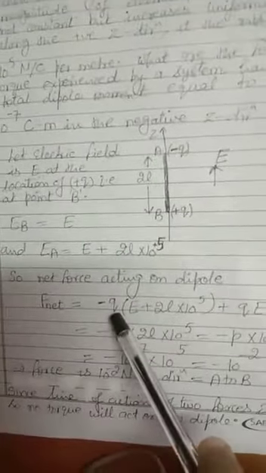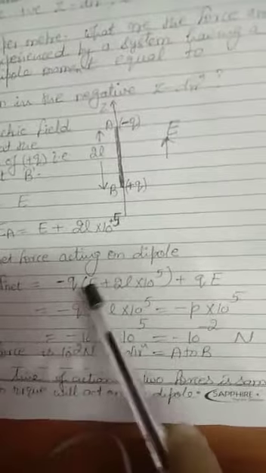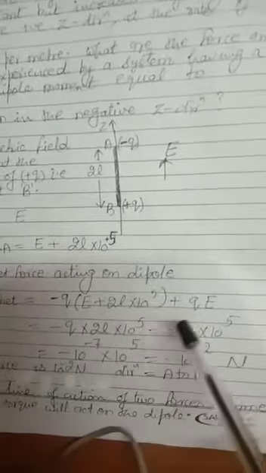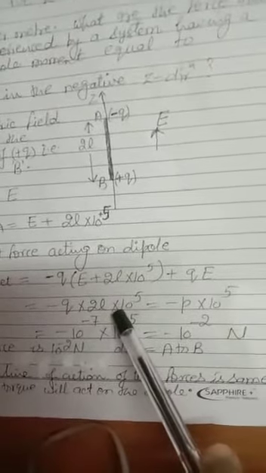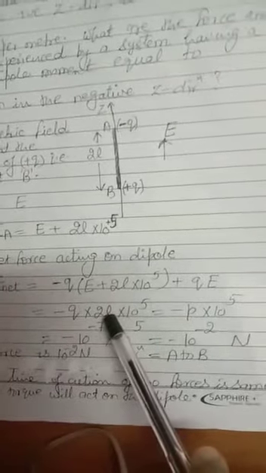And force is Q into E. The net force will be minus Q into E plus 2L into 10 power 5, because this is the value of electric field at point A, and then plus QE for the charge at point B. So we get the value as minus Q into 2L into 10 power 5. Q into 2L is the dipole moment.